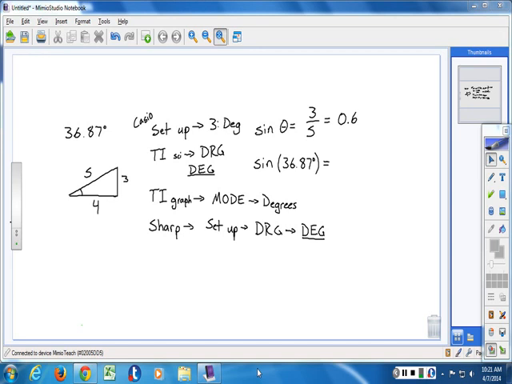Okay, so clear this off and give us a little bit more space back.